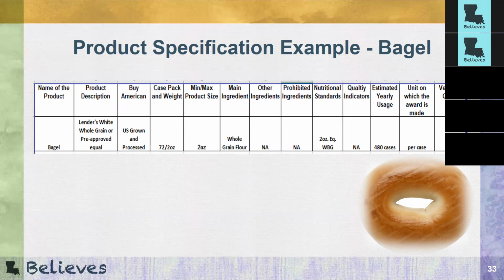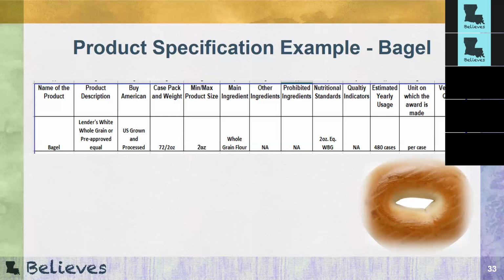I'm going to state in my product specification that the vendor is to quote a Linder's white whole grain bagel or pre-approved equal, meaning that the vendor must submit and the SFA and or designees must approve the use of another brand of bagel other than the Linder's bagel before the stated date put forth in the bid. I know that this product is bulk and it has 72 2-ounce bagels in a case. So I would state that under the case pack.